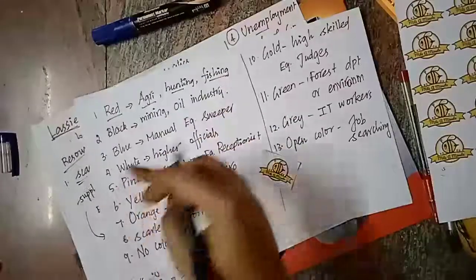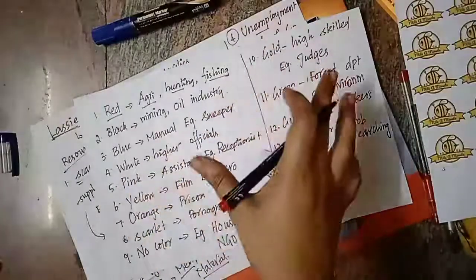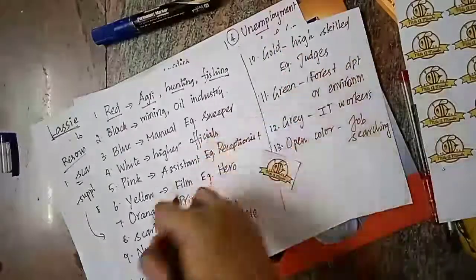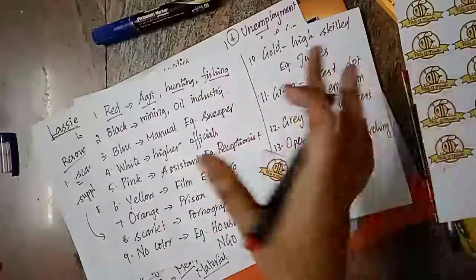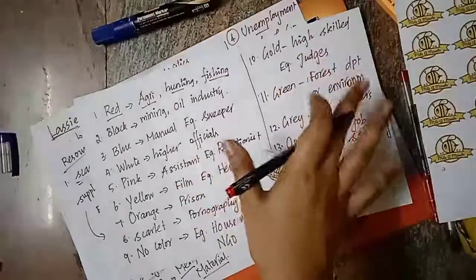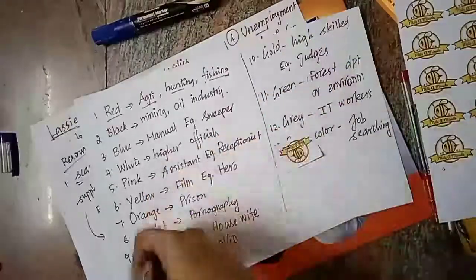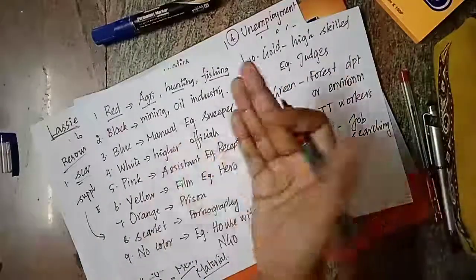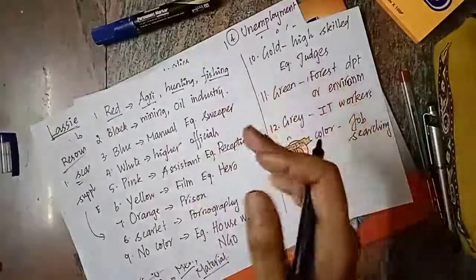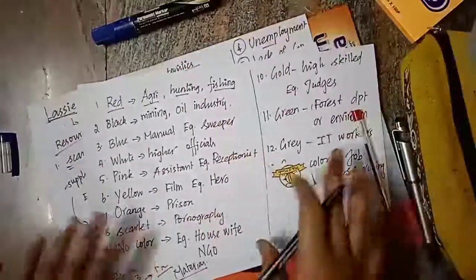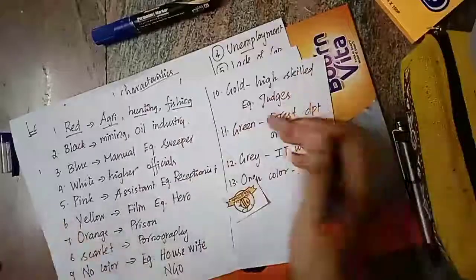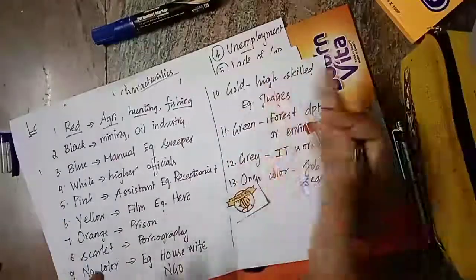Example, receptionist. Yellow, the people employed in the film industry are called yellow color jobs. Example, hero, music director, everything. Orange are the persons working in prison. Scarlet, okay, no color. Housewife or NGO. A person who works but does not demand money for their work comes under no color. And golden color jobs are persons who are high skilled. Example, Quinary sector workers. Example, judges.